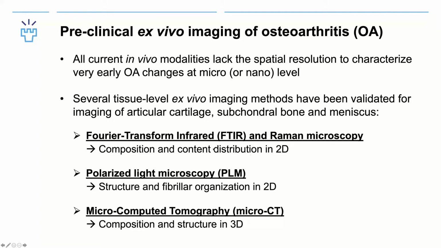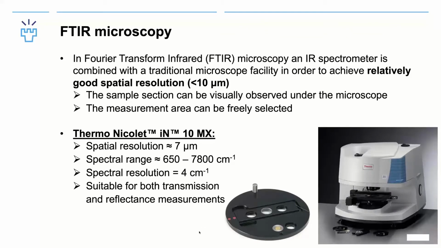meniscus. FTIR and Raman microscopy is one technique that you can use to get the composition and content distribution in 2 dimensions. Polarized light microscopy is a method we also studied when looking at the structure and fibrillar organization in 2D, and then especially for the last 6-7 years, we have done a lot of work with micro CT, which is a 3D method. And today we are going to see a little bit more of what you can get out from these methods. So let's start with FTIR microscopy.